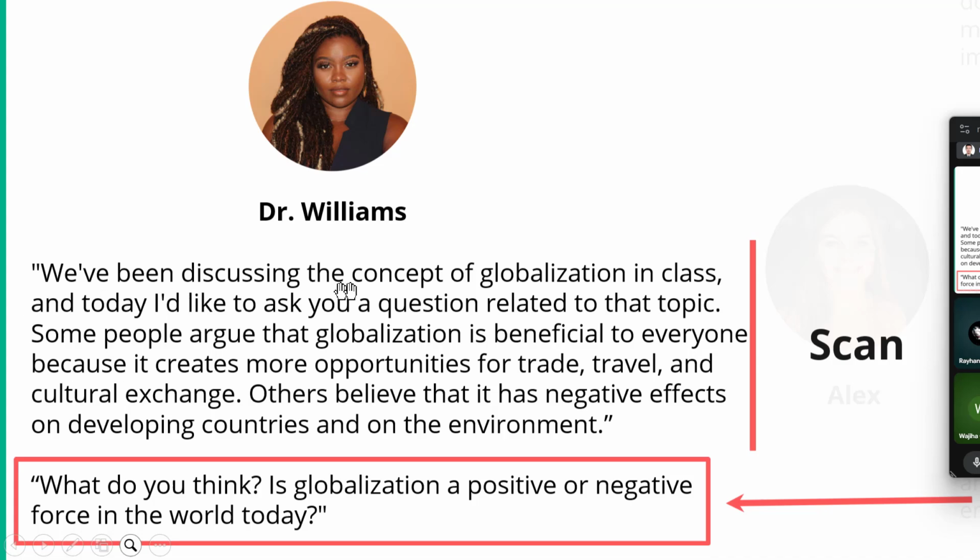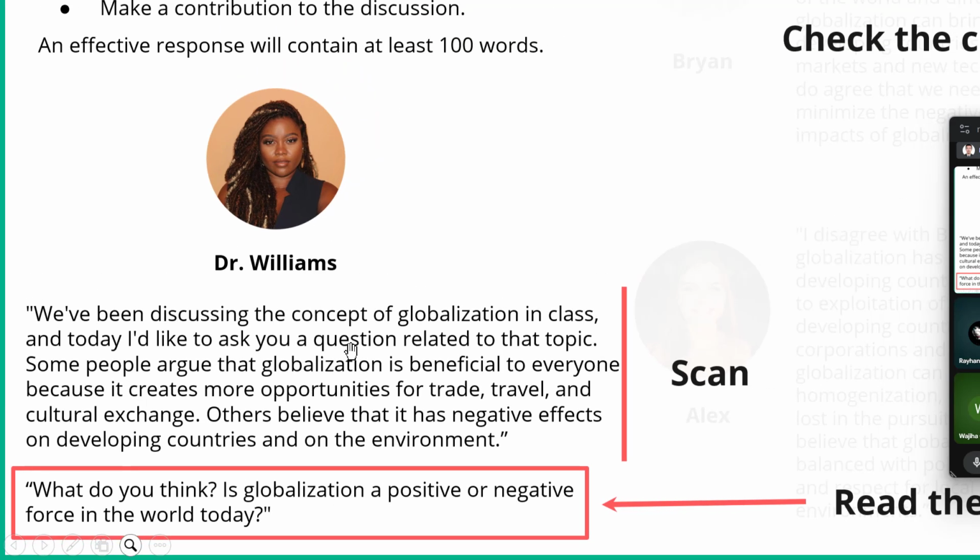As we can see here, we have been discussing the concept of globalization in class. And today, I'd like to ask you a question related to that topic. Some people argue that globalization is beneficial to everyone because it creates more opportunities for trade, travel, and cultural exchange. Others believe that it has negative effects on developing countries and on the environment. So overall, this is the post and it is about globalization, right? So this is the background information to the post.